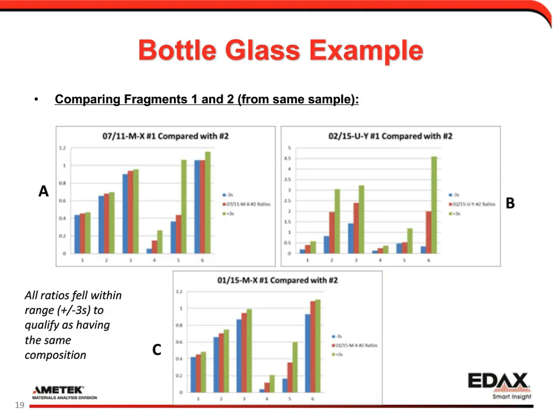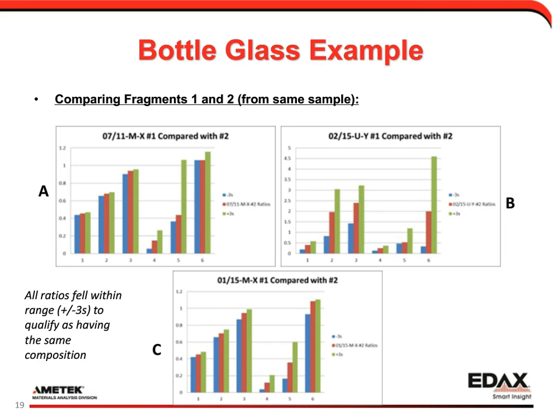So in this case, as I mentioned before, we have 3 glass bottles, and we have 2 fragments from each bottle. That allowed me to make comparisons from 2 fragments from the same bottle, and then to make comparisons between fragments from different bottles. In this slide, I have all the comparisons between fragment 1 and fragment 2 from sample A, sample B, and sample C.